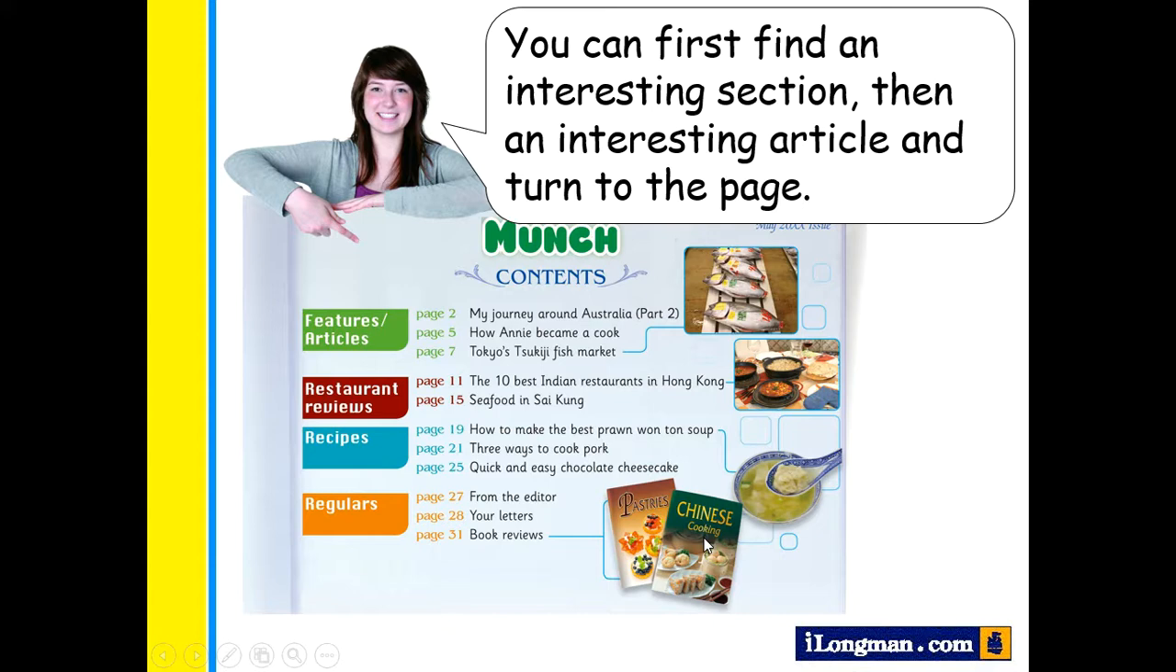When we read a magazine, we can first look for an interesting section and then find an interesting article. For example, under the section of features and articles, I can see an article titled My Journey Around Australia Part 2. Oh, I want to read more about traveling to Australia. So I'm going to turn to page 2 for this article.